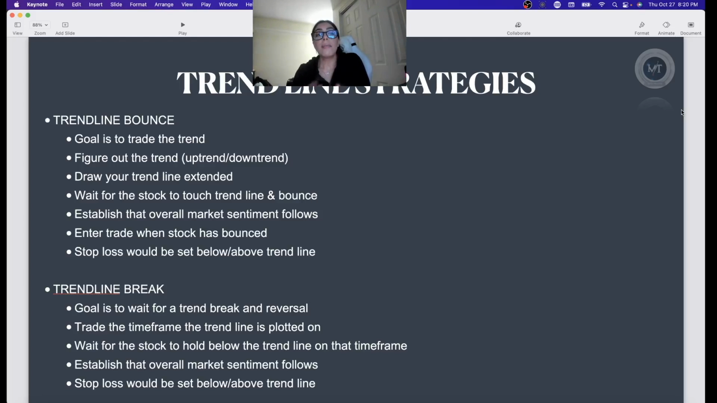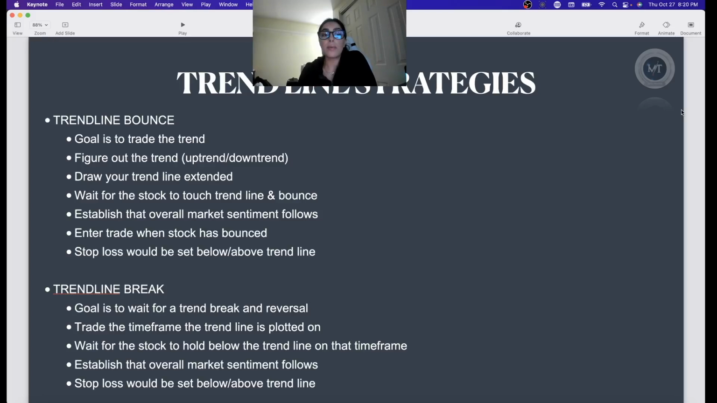So a trend line bounce, obviously the goal first for both of these is to find the trend that is in place, whether it's an upward or a downward trend. And with a trend line bounce, your goal is to trade the trend. So however long the trend is in place, you're just trading the bounces every time the stock swings high or swings low. You want to draw your trend line and extend it to the right because you want to see where the stock could potentially pull back to that trend line. So that's why you always want to extend it to the right on a trend line bounce.